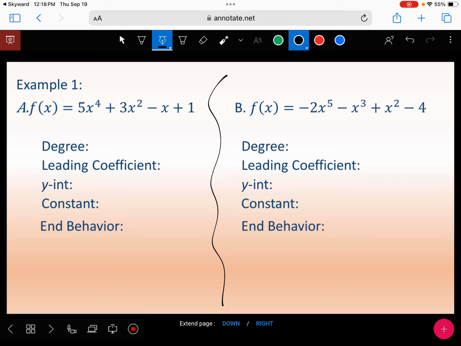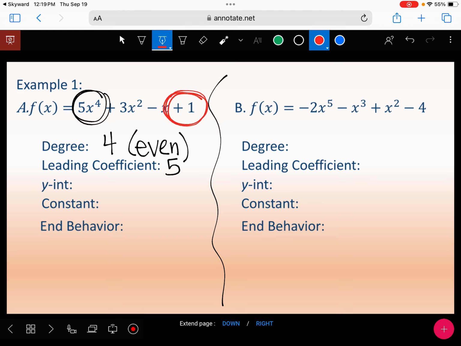What is the degree for A? What's your highest exponent? 4, which is even. So I should know that my end behavior is going to be the same. The leading coefficient is the number in front. Again, I'm only looking at this for the first two. My leading coefficient is 5, which is positive. My constant, that's the only term that's not multiplied. And the constant is the y-intercept, that's asking the same question. So your y-intercept and your constant.